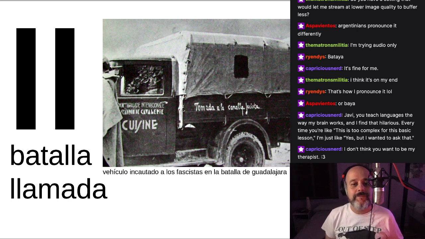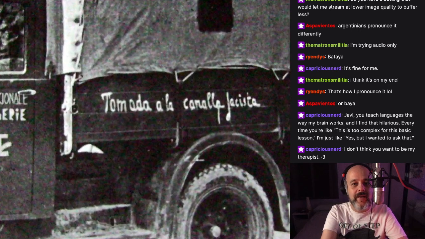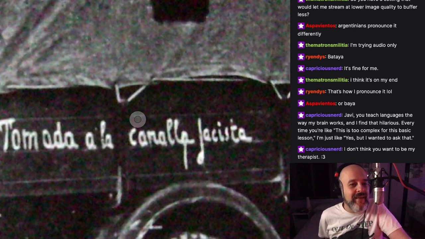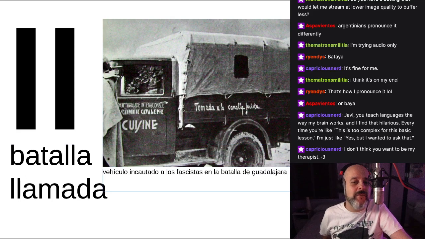So batalla is battle. And if you see the picture, it has something in French. But if you hear the inscription, I'm going to try and zoom in over here. It's very handwritten, but it says tomada, like taken, a la canalla, which is scum, fascista. Tomada a la canalla fascista. Taken from the fascist scum. So this was an impounded vehicle. They impounded it from the fascists in the Battle of Guadalajara. I'm going to read it in Spanish now. Vehículo incautado a los fascistas en la Batalla de Guadalajara.